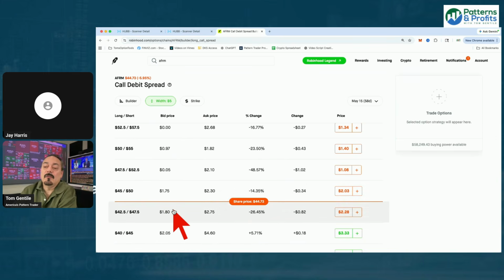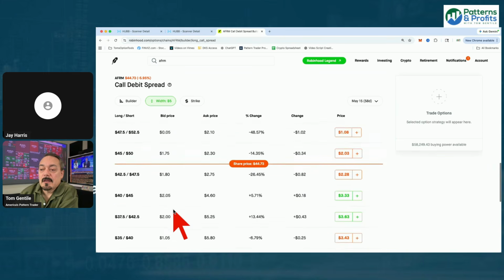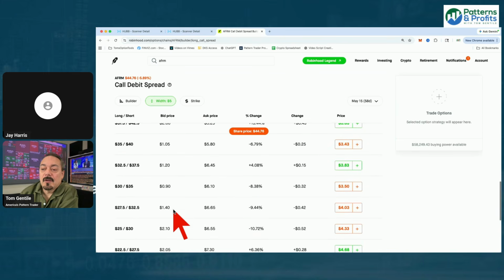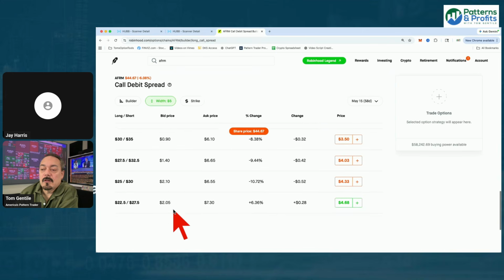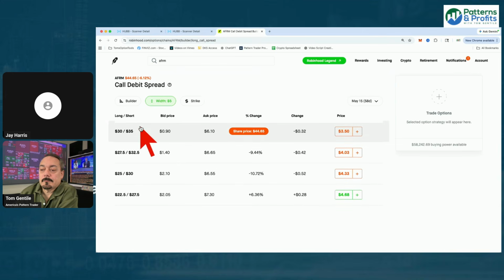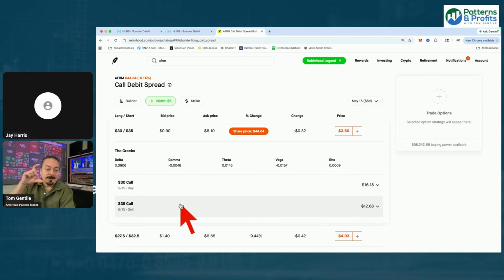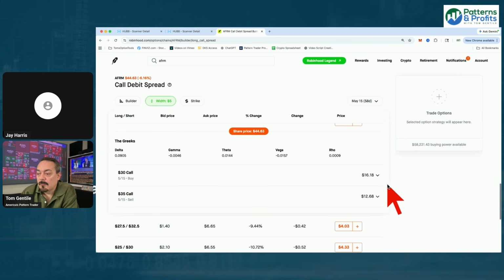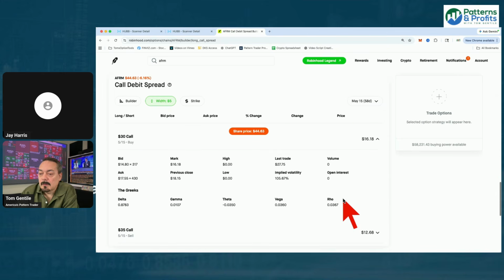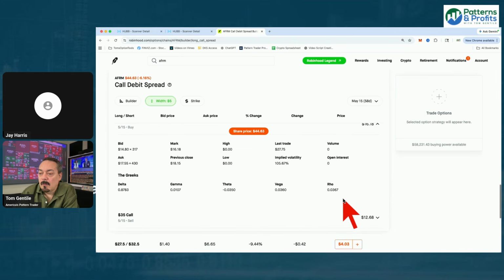But this time what I'm going to do is go deep in the money. I could go deep in the money on both sides. So if I were looking at the 30-35, all right, the 30-35 is if I bought the 30 call and I sold the 35 call, I've created a deep in-the-money spread. Let's open this up and take a little bit more of a look at it. So here's the 30 call.